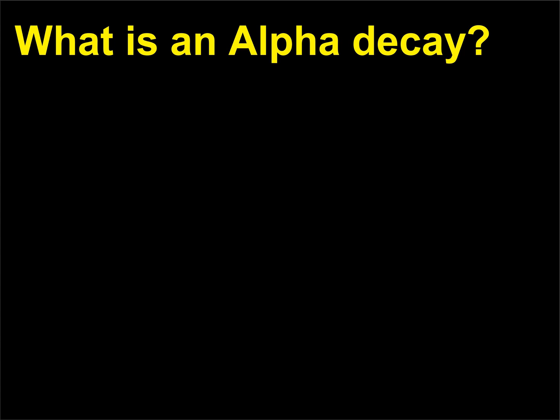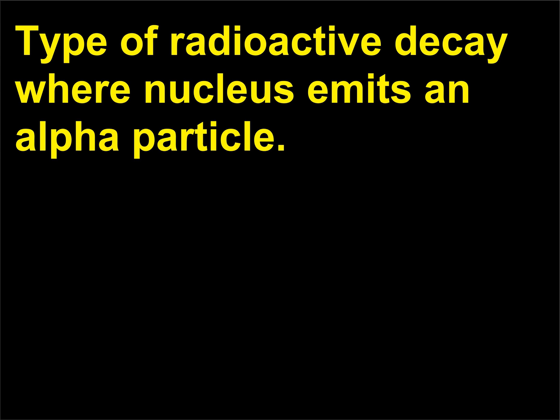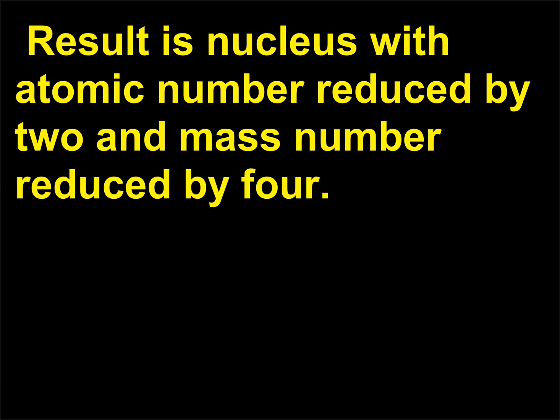What is an alpha decay? Type of radioactive decay where the nucleus emits an alpha particle. The result is a nucleus with atomic number reduced by 2 and mass number reduced by 4.